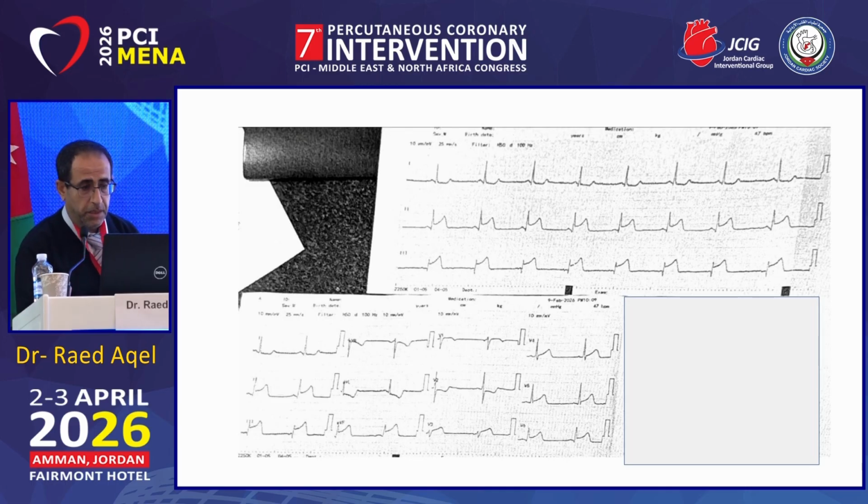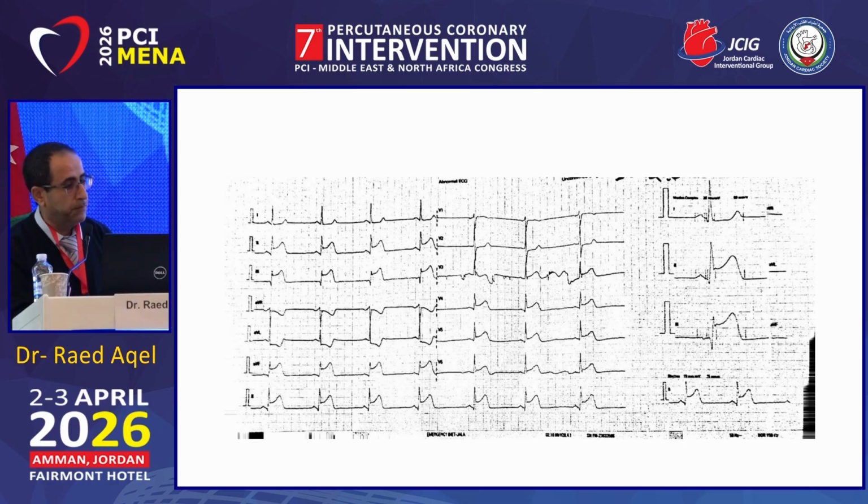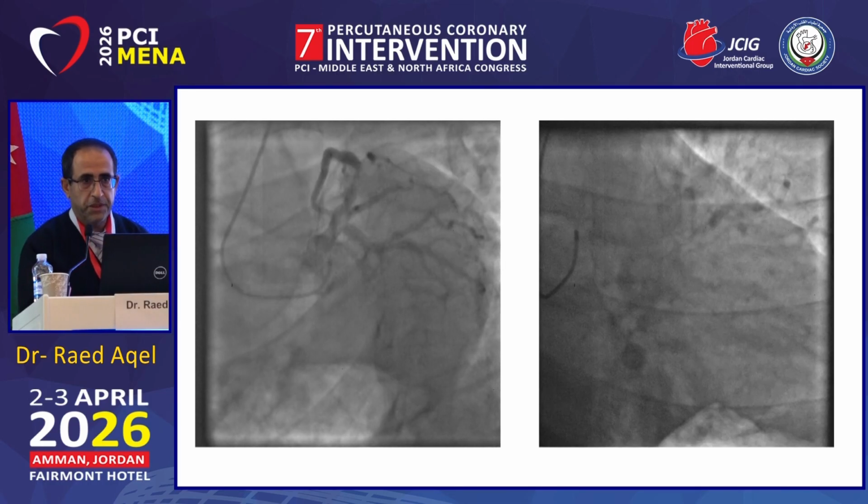His EKG, as you can tell, shows an inferior wall MI. A few minutes later, the EKG was repeated. It shows an inferior posture and some changes in the lateral leads. We took him emergently to the cath lab.